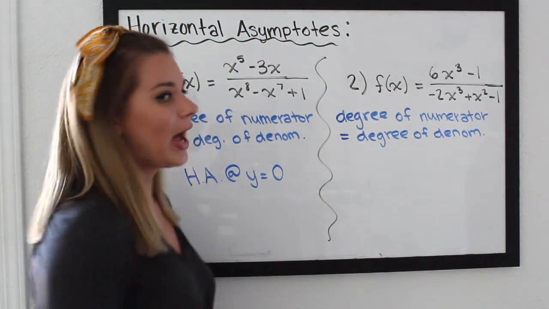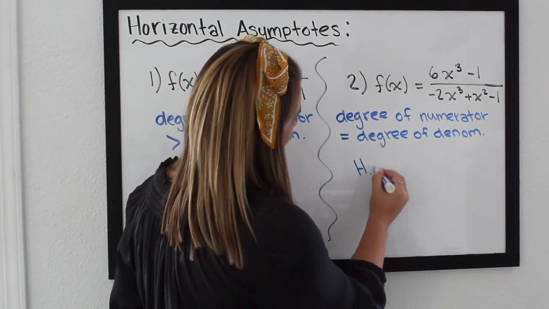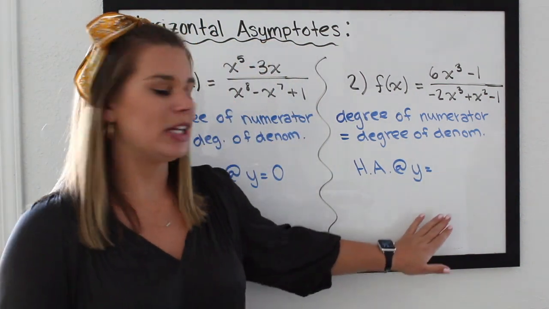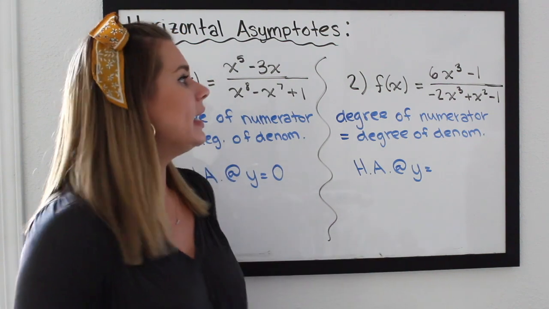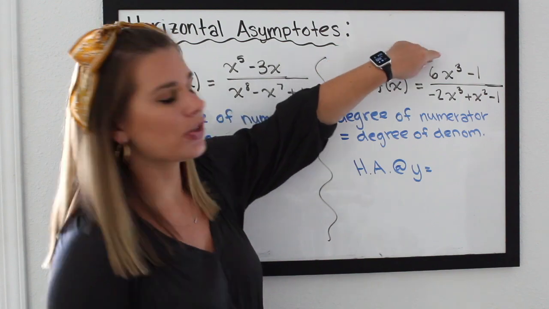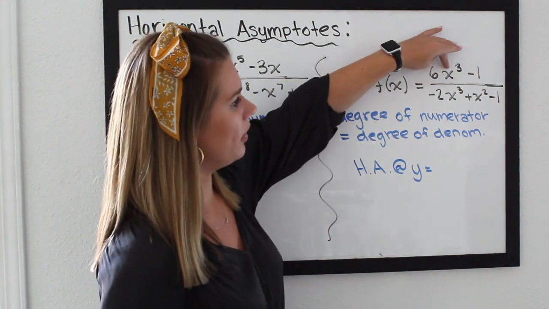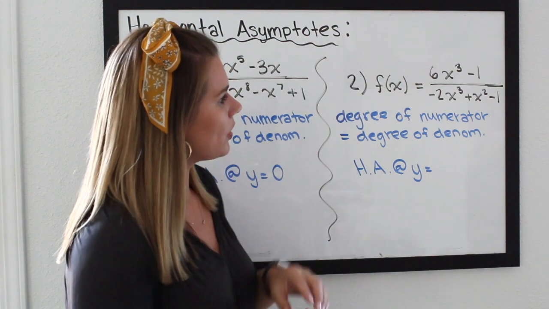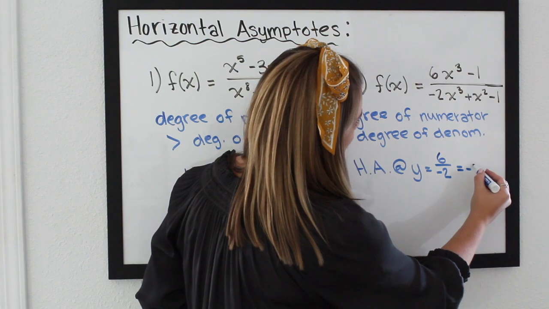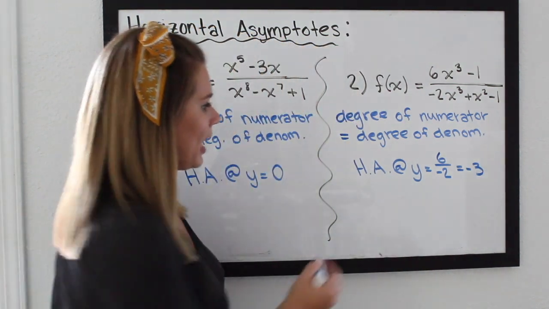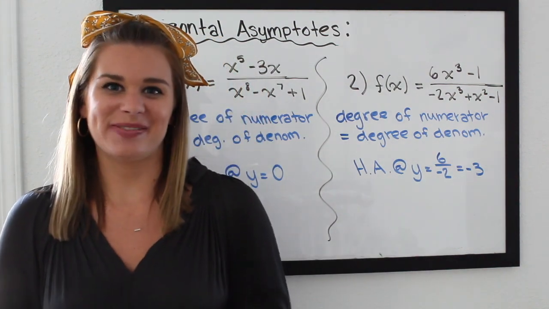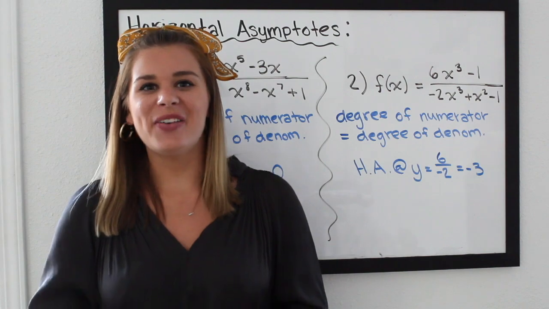Okay, and so that means that we have a horizontal asymptote at y equals. Now, the way we determine the horizontal asymptote is we take basically a ratio of the two leading coefficients. So those are the coefficients that are attached to the variable with the highest degree. So it's going to be 6 over -2, which actually equals -3. So we have a horizontal asymptote at y equals -3 in that case. Okay, that's it for this video.